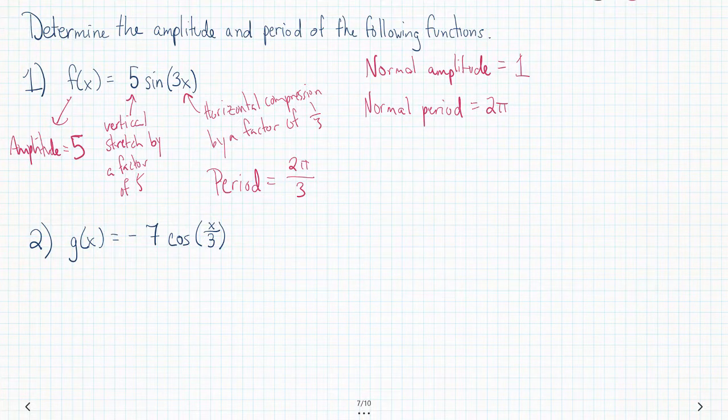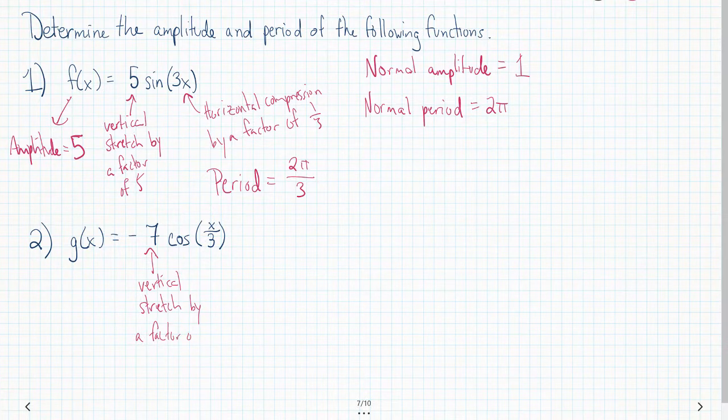So the negative, that's just a reflection over the x-axis, so that doesn't have an effect on the amplitude. But this is talking a vertical stretch by a factor of 7. So what does that mean? Well, that means our amplitude equals 7.